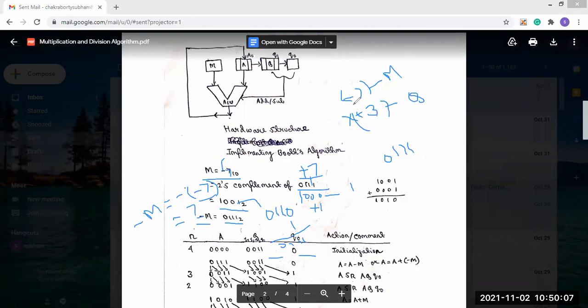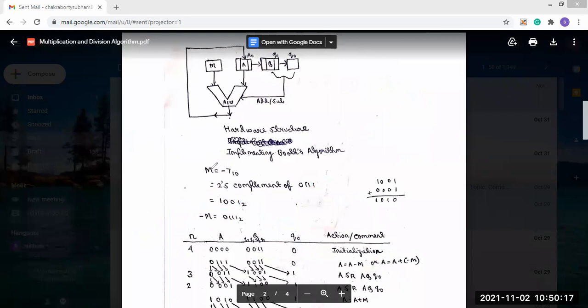So first we take this -7. We have taken the m value, and we get this m value here, and for -m also we get that value. Okay, now we will trace this table. We will prepare this table first. Now first there will be n, because we have seen that n is required.